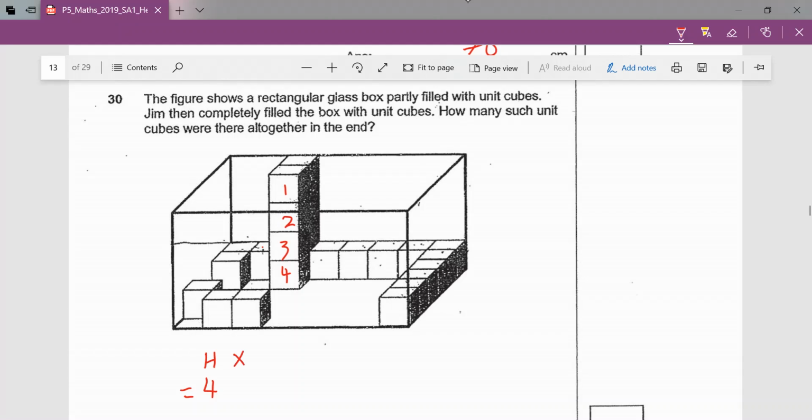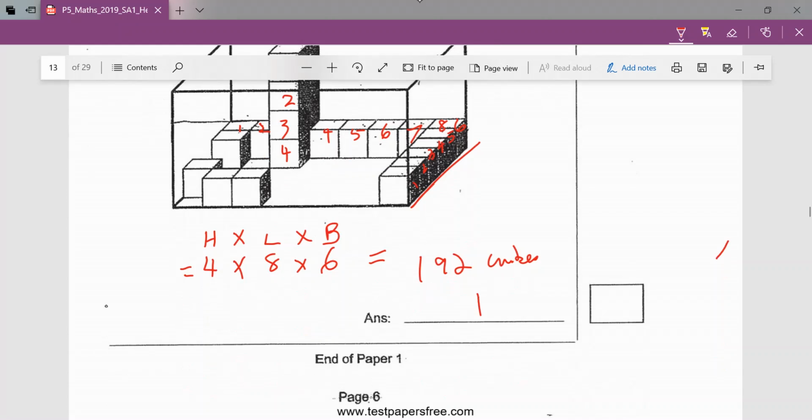So it's actually length times breadth times height, right? I wrote down the height first, so the 4 is there. What's the length? Let's count. 1, 2, 3, 4, 5, 6, 7, 8. Length is 8. Oh wait, I wrote wrongly. Let me count again: 1, 2, 3, 4, 5, 6, 7, 8. Seems correct. And then the breadth, which is this side here. Let's count. 1, 2, 3, 4, 5, 6. 8 times 6 times 4 equals 192 cubes.